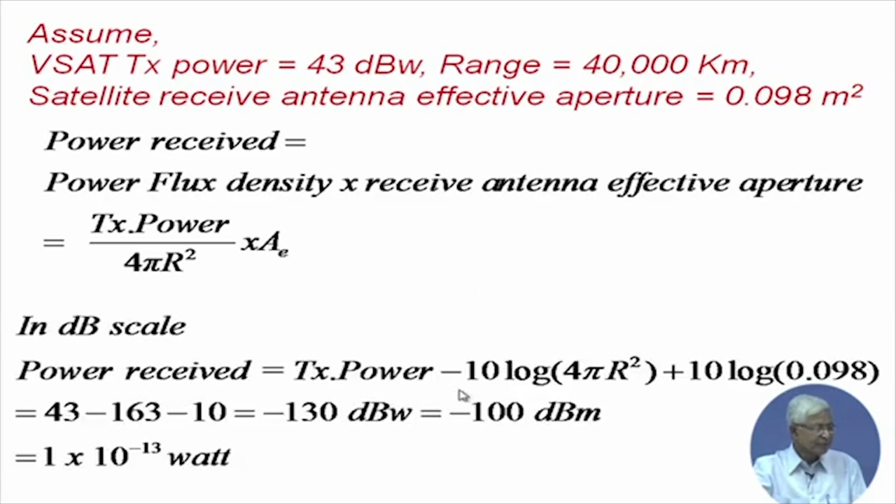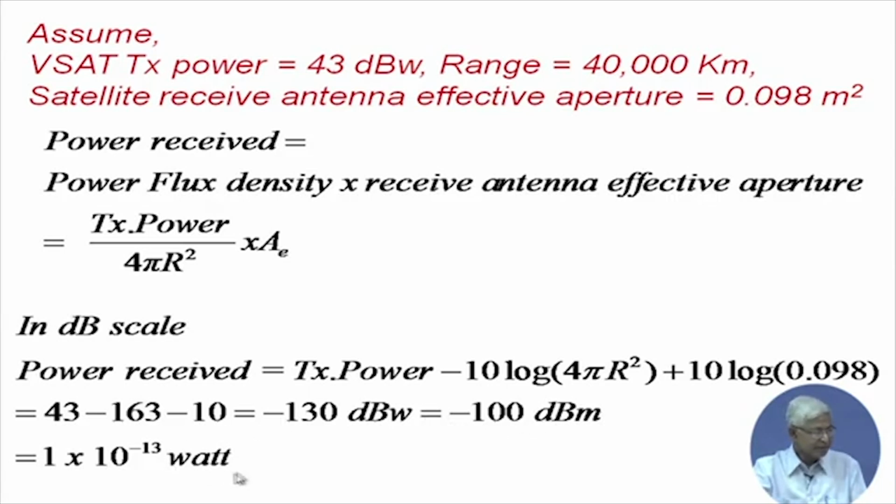And if we put the numbers there in dB scale, the transmit power in dB minus 10 log 4 pi r square, where r is the distance, the range of 40,000 kilometers, plus 10 log 0.098, it comes out to be minus 130 dBW, even though 43 dBW was the transmit power. In dBm, it is minus 100 dBm.